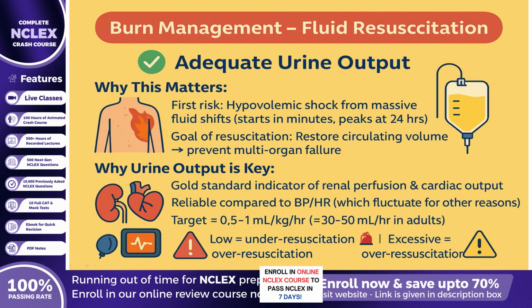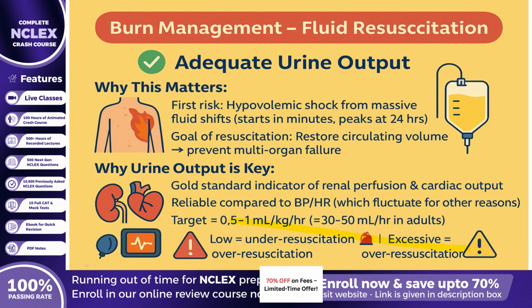Now, the key point to remember is that urine output is the gold standard for assessing the adequacy of fluid resuscitation. Unlike blood pressure or heart rate, which can fluctuate for many reasons, urine output directly reflects renal perfusion and cardiac output. For adults, the goal is 0.5 to 1 milliliter per kilogram per hour, which translates to about 30 to 50 milliliters per hour. If this target is consistently achieved, it confirms that resuscitation is effective and that the kidneys are being perfused adequately. On the other hand, low urine output is an early red flag for under-resuscitation, while excessive output may suggest over-resuscitation and fluid overload.